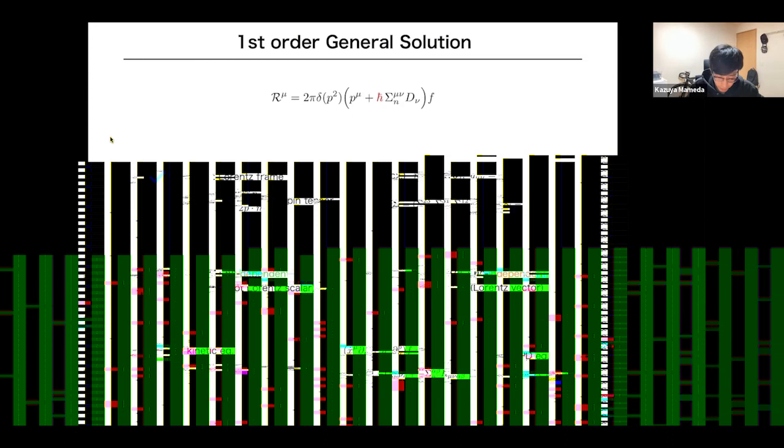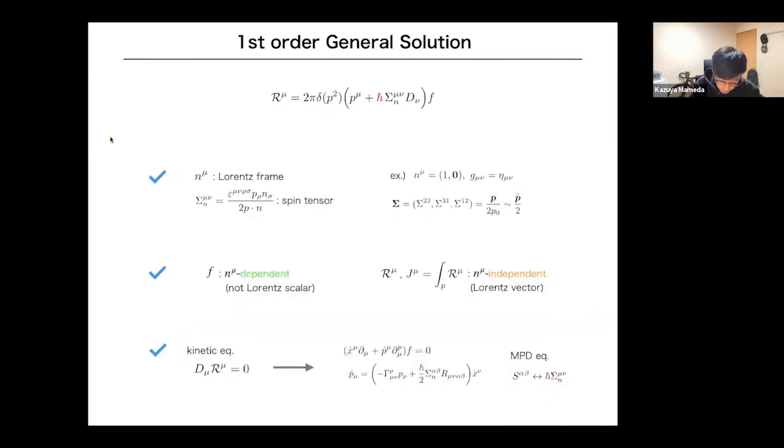And finally, from this solution, we get the kinetic equation like this one. These are some special covariant derivatives involving the Christoffel symbol. And from this kinetic equation, we can explicitly write down the equation of motion with respect to the p and x. And finally, we can reproduce the MPD equation up to this replacement.